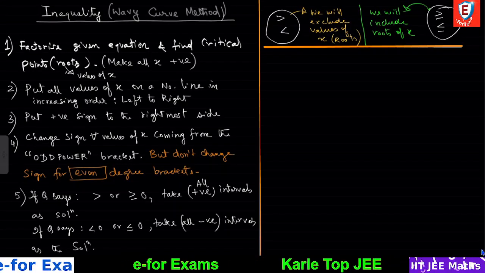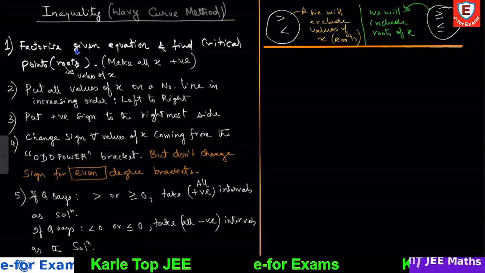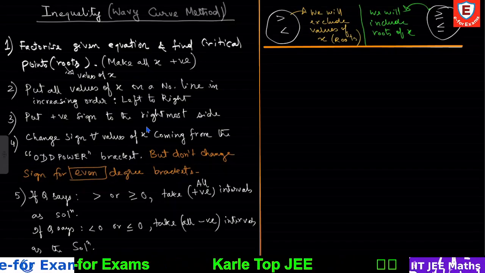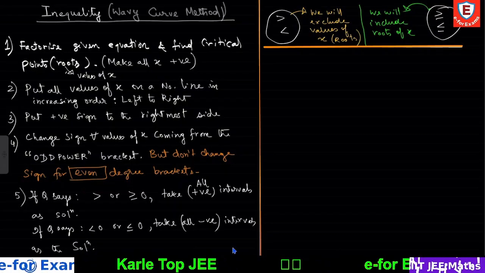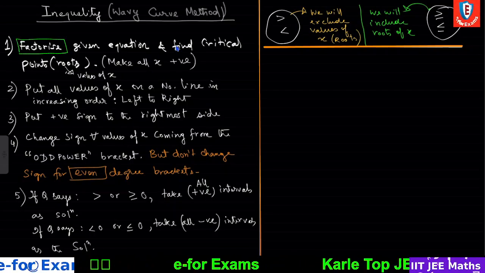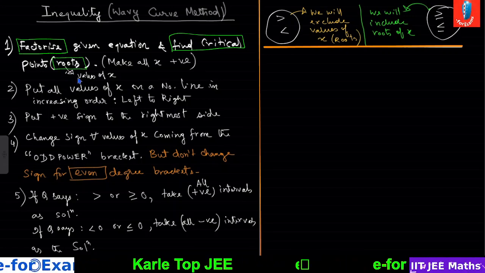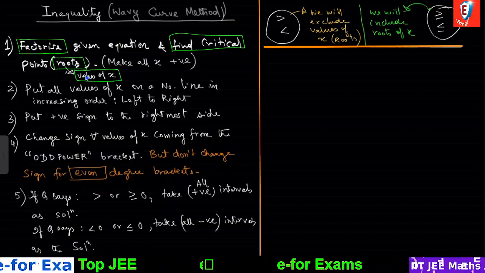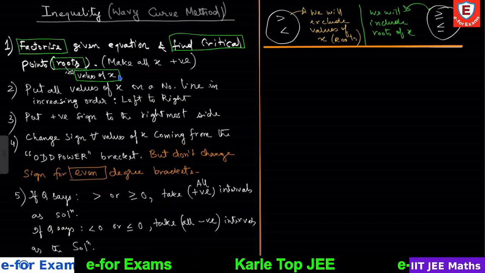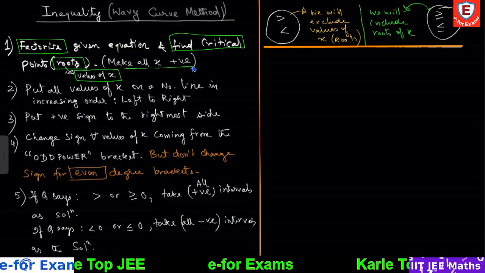Next, inequality: the wavy curve method. We have 5 steps here. First, factorize the given equation and find the critical points. Critical point means nothing but roots. What are roots? The values of x of its factors. If you have 5 factors, you will have 5 roots, 5 values of x. And also remember to make all x positive.